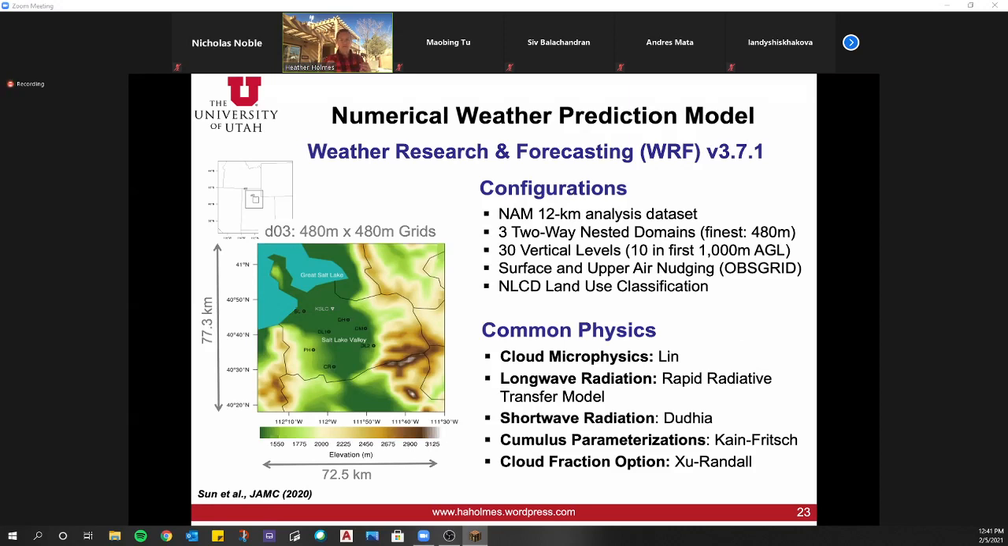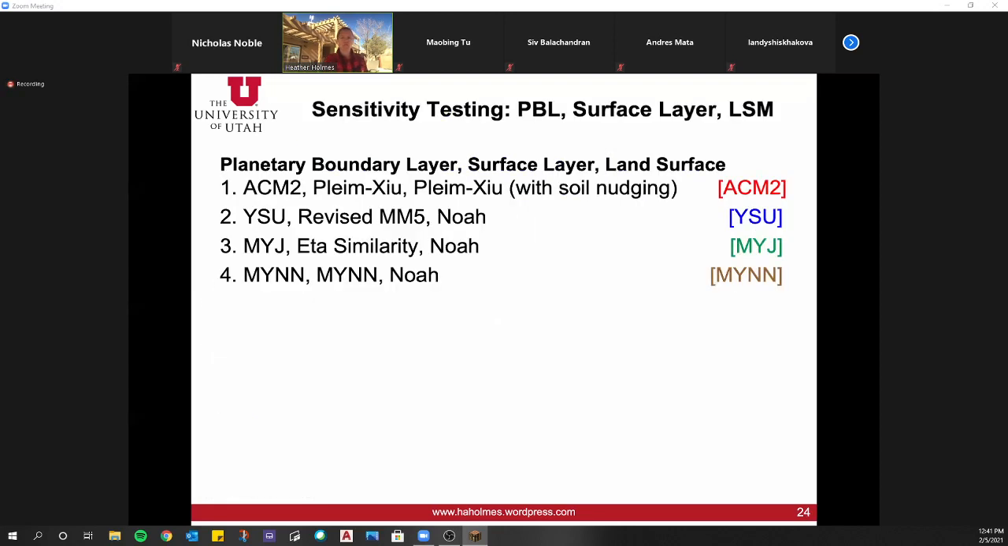She had common physics schemes for the radiation and cloud impacts, essentially. And then we were really interested in understanding how well the model could simulate the suppressed turbulent mixing. So she did sensitivity testing of all the schemes inside WRF that impact the turbulence simulation. This ended up being four different model configurations using the ACM2, YSU, MYJ, and MYNN boundary layer schemes.